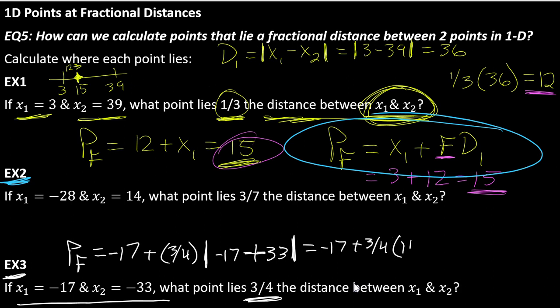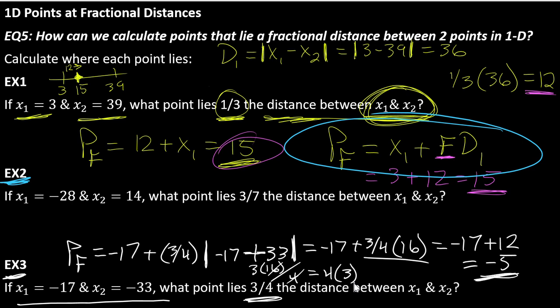Okay, so then I end up with negative 17 plus 3/4 times, so I'm having a brain fart here, 16. So 3/4 of 16, and I can use my little strategy from before. So this right here is going to end up being 3 times 16, all of that over 4. 16 over 4 is simply 4, and 4 times 3 is just 12. So what this ends up being is negative 17 plus 12, and my point at a fractional distance is thus negative 5. So negative 5 is 3/4 the distance between our x1 and x2.